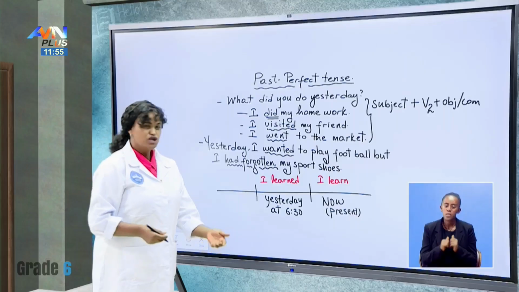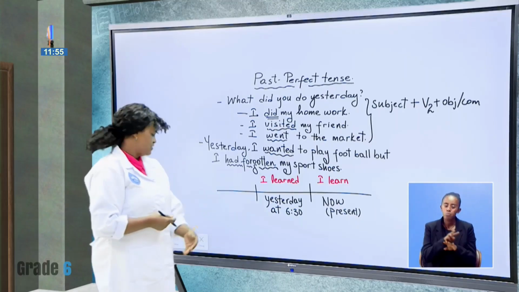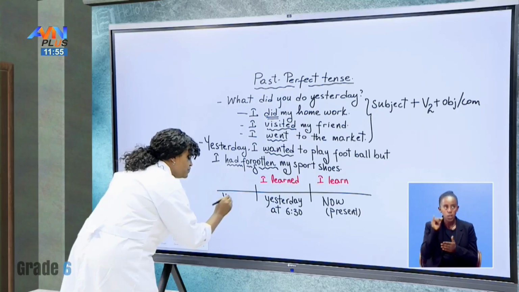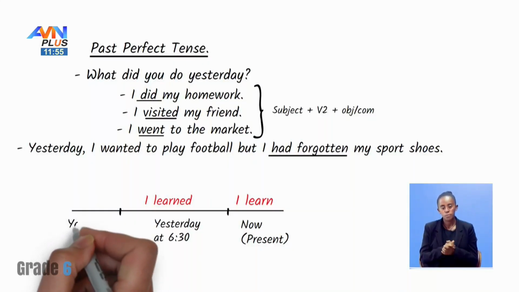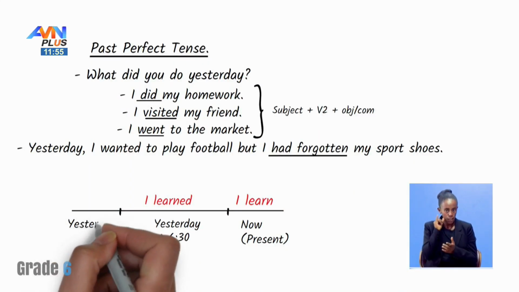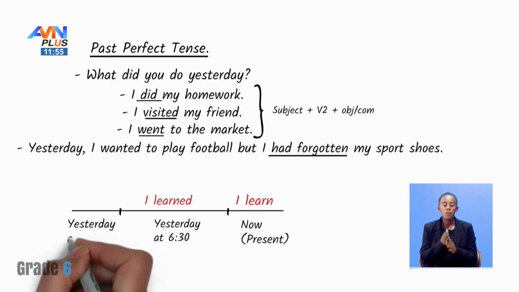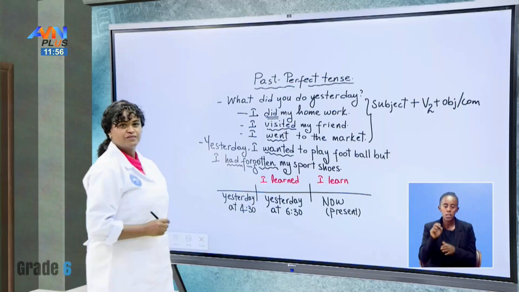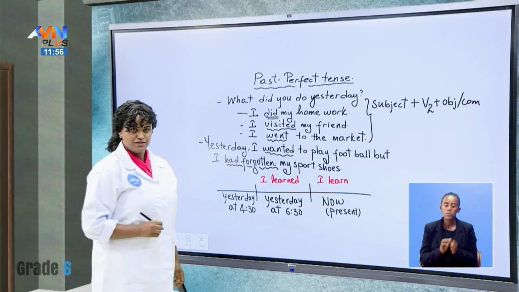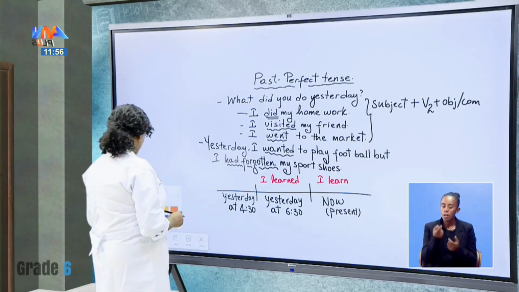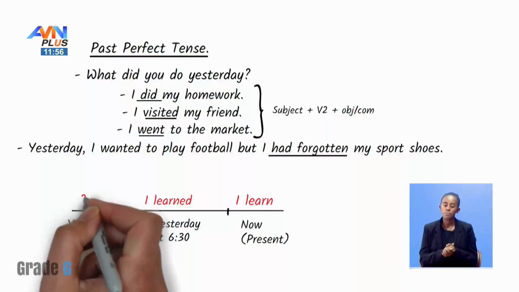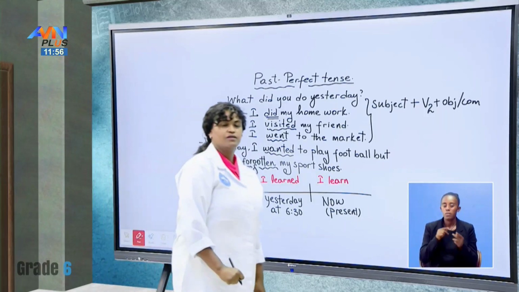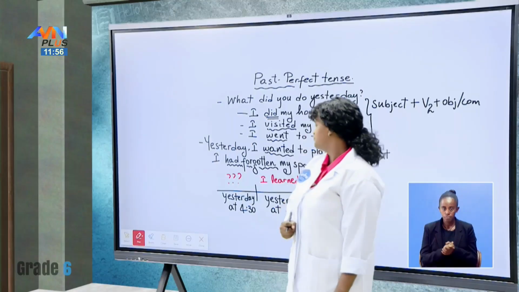How about 2 hours back? Okay? 2 hours back. Yesterday, yeah? At 4:30. How do you tell? How do you tell? This is what we call past perfect. Okay? Now focus.